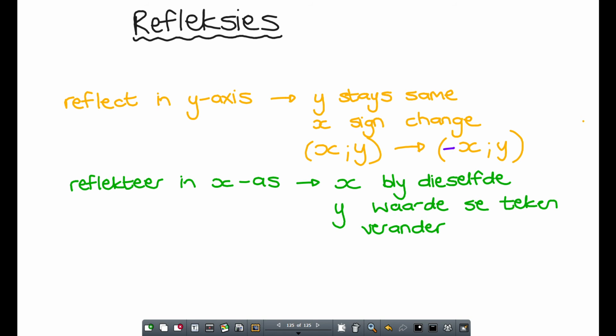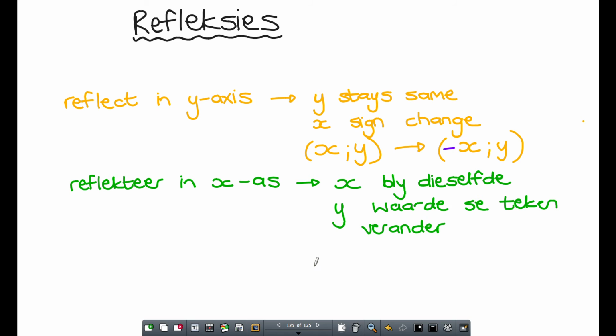Okay, so let's use that same example again. If I flip that coordinate to the bottom part, what's going to happen? Y is going to change. The x bly dieselfde, but now my y value will be negative. Hey, is jy alright met dit? Niks snaaks nie, nee. Okay, so kom ons skryf gou-gou daar.